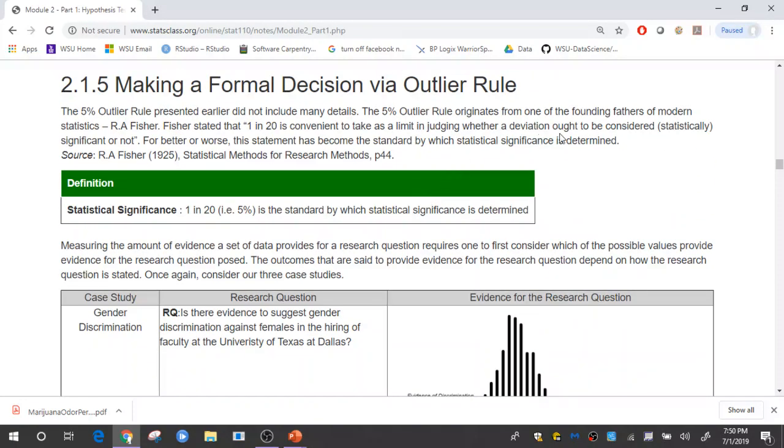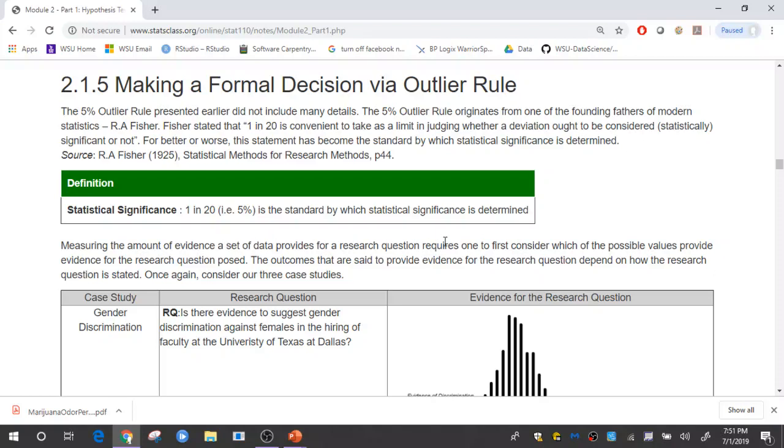Okay, how do we make a formal decision via the outlier rule? We have been using the outlier rule somewhat informally up to this point, and here I will include more details about that outlier rule. So we determine statistical significance. 1 in 20 is the standard by which statistical significance is determined. So 1 in 20 is that 5% level.